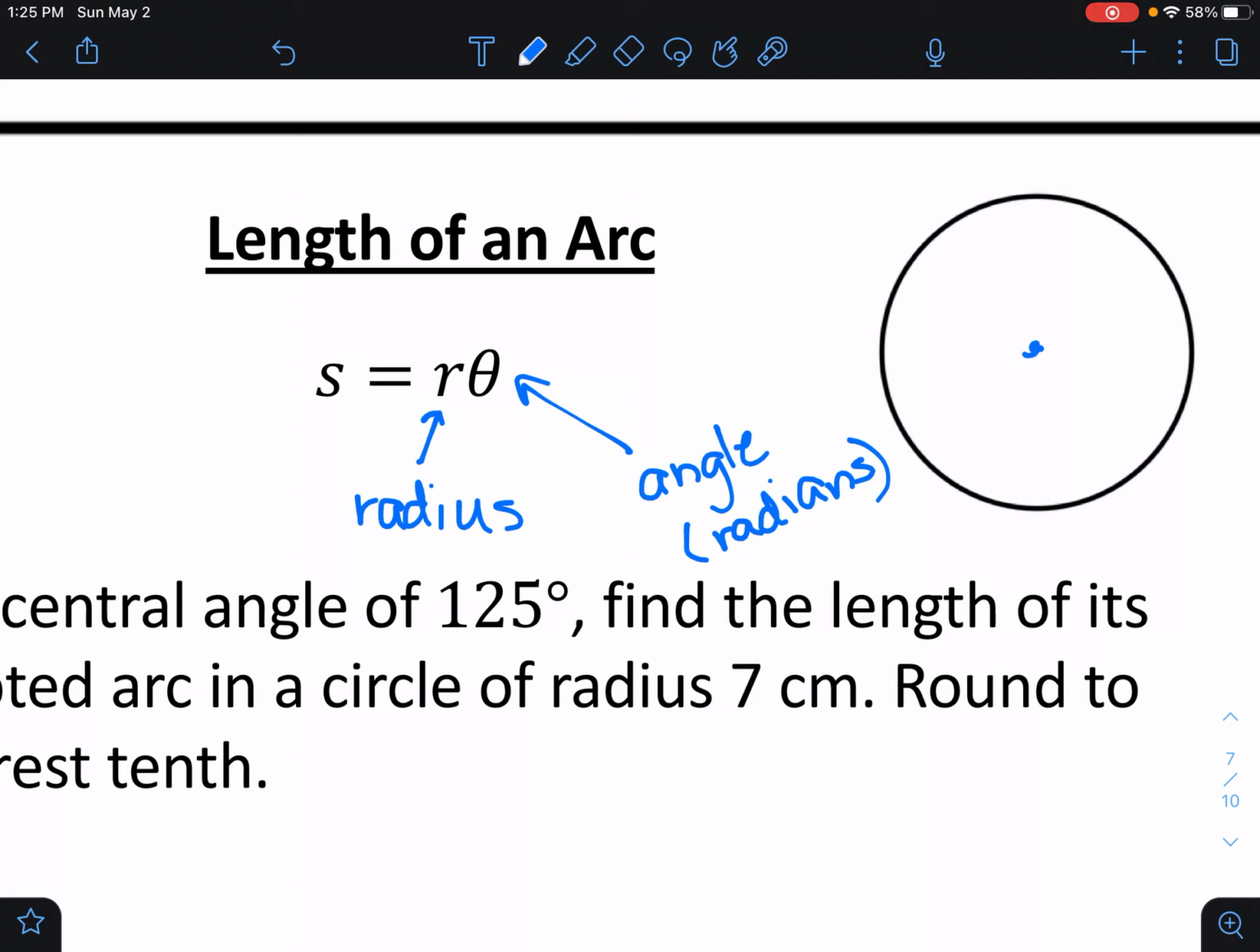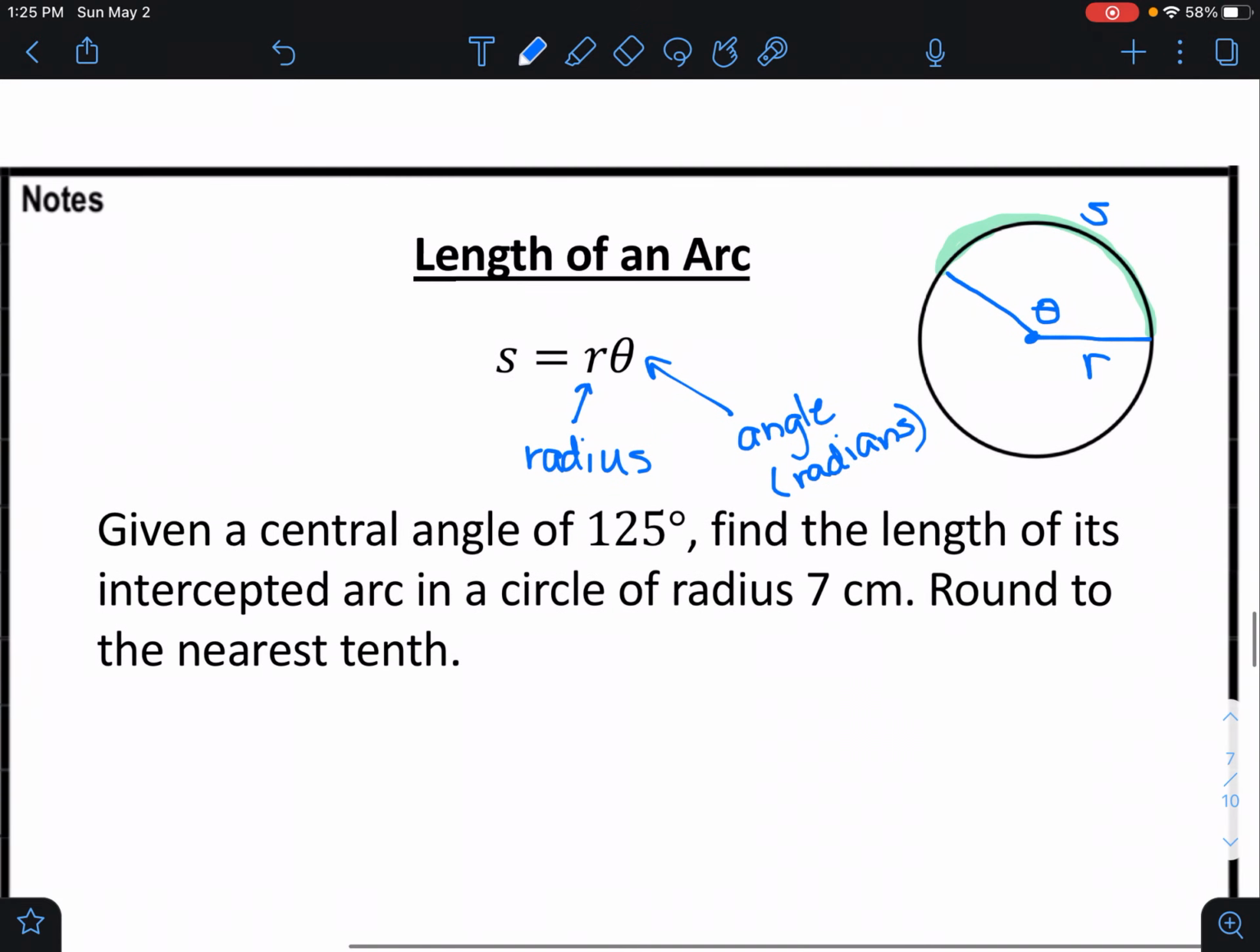So again, we're saying here's my radius. The length of the arc, let's just say I'm going from here, the length of maybe this arc to here. This would be S, that green arc. And then that would be my central angle. So if I want to know what the length of that green arc is, I need to know what the central angle is in radians and the radius.